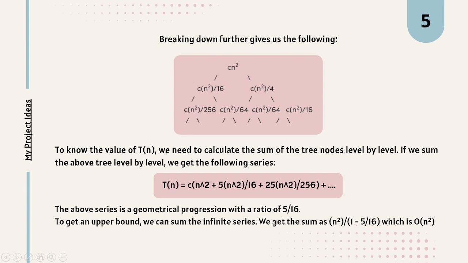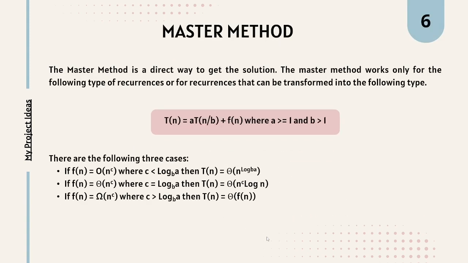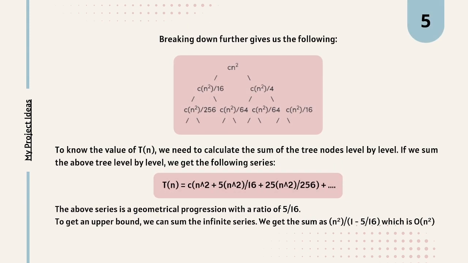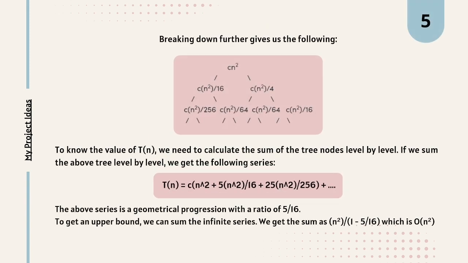So this series follows a GP with a ratio of 5 by 16. So you get to know it's 5 by 16, and as it is an infinite series, you put the formula: sum is equal to a by 1 minus r. So you get n square by 1 minus 5 by 16, which is big O of n square. Because the constant term is not taken into account, you take the highest order term, that is n square. So you write it here.